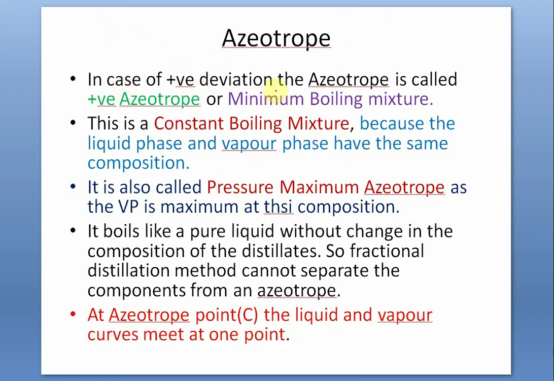In case of positive deviation, the azeotrope is called a positive azeotrope or a minimum boiling mixture. Because at that particular composition, the vapor pressure is maximum, the boiling point of the mixture is minimum. It's called a minimum boiling mixture. This is also a constant boiling mixture because the liquid phase and vapor phase have the same composition. Raoult and, I funnily say, Dalton, they have shaken their hands at that particular composition. So no difference. It is called a pressure maximum azeotrope. At that particular composition, vapor pressure is maximum.